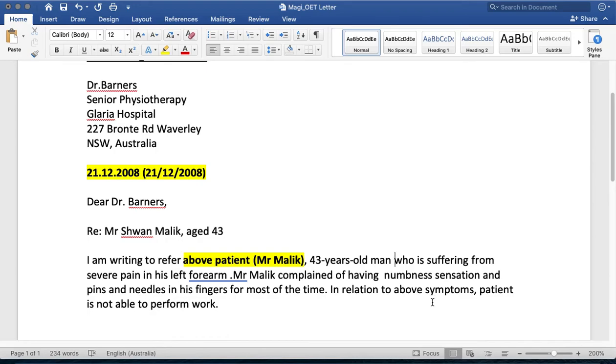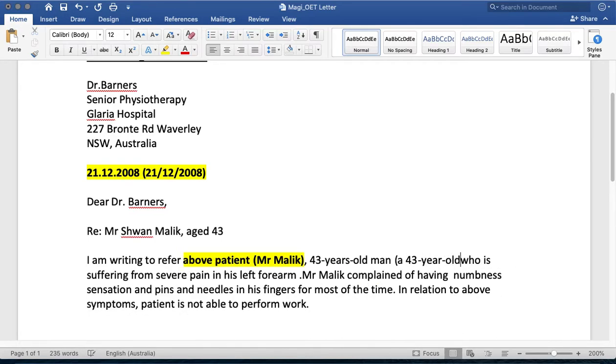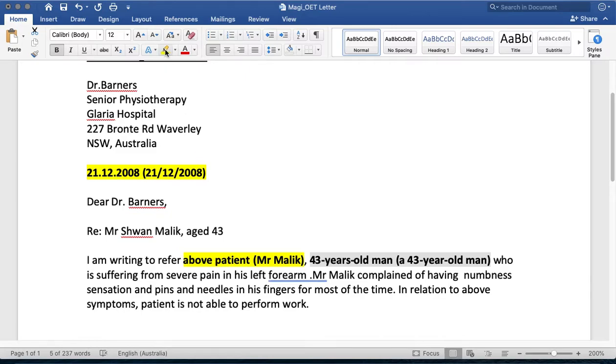As you have already mentioned the age of the patient, it's not advised to mention the same thing once again. So this could be removed. 43 years old man could be removed, and this phrase itself is incorrect because you've got to use 43-year-old and then man. This is the correct phrase. If you want to use it, you can use it this way. Otherwise, it's better to remove it because you have already used the same thing here in the reference details, right? Okay, cool. All right, let's go to the next one.